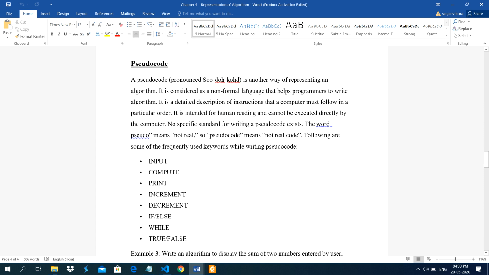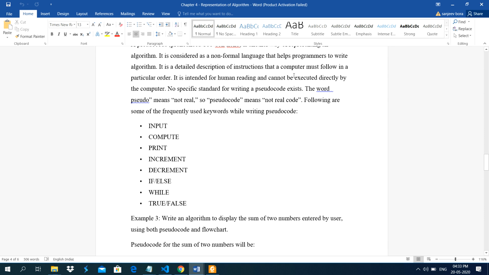So you see here, we also say pseudocode is another way of representing an algorithm. It is considered a non-formal language which helps programmers to write algorithms. It is a detailed description of instructions that a computer must follow in a particular order. Whatever we write in pseudocode, after pseudocode we have to write the program using a programming language. We are just translating pseudocode into the programming language. Whatever we write in pseudocode, we just translate as it is in the form of programming language.